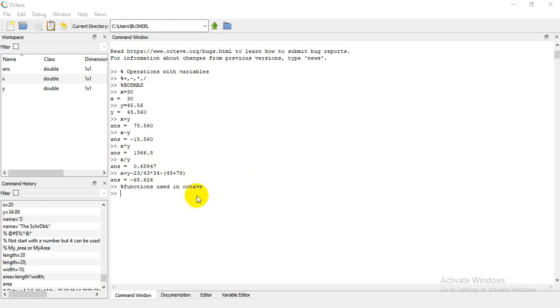Hello, in this video we are going to learn functions used in Octave programming. Now you need to know that mathematics has many functions. We have sine of a variable, cosine of a variable, tangent, cosh, the hyperbolic cosine, the hyperbolic sine, and the inverse of sine, cosine and tangent. We have all these types of functions, logarithm, exponential functions, and even index forms.